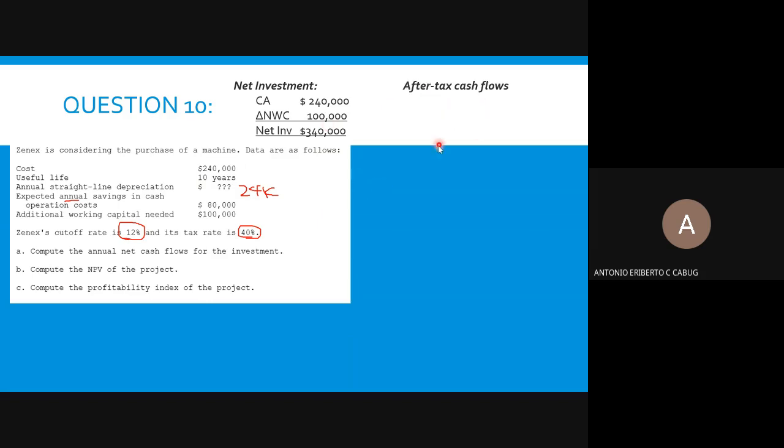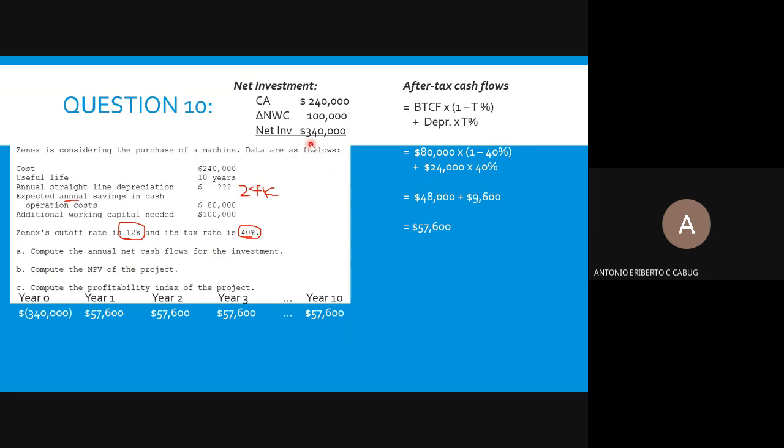So after tax cash flows, 80K yung annual savings, no? 80K times 1 minus 40% plus depreciation of 24K times 40%. You have 48 plus 9.6, 57,600. So when you compute the annual net cash flows for the investment, it's 57,600. Year 0, outflow of 340K. Year 1, 2, 3 until year 10 is 57,600. Pagkatapos, sa last year ng operations, mababawi mo yung net working capital mo ng 100K. Walang salvage value yung machine.